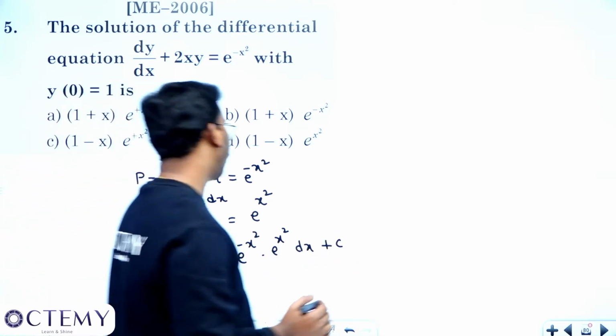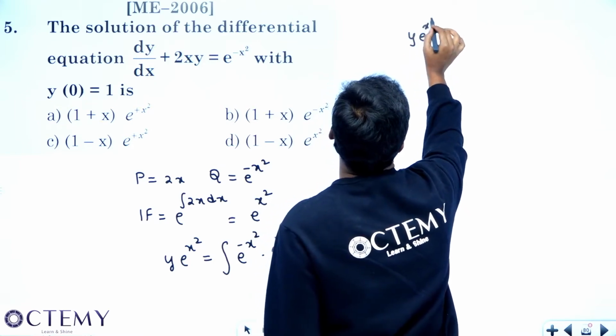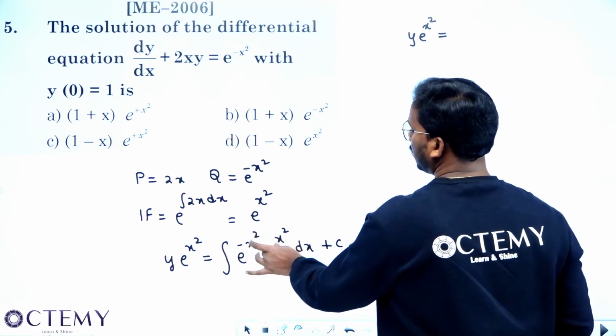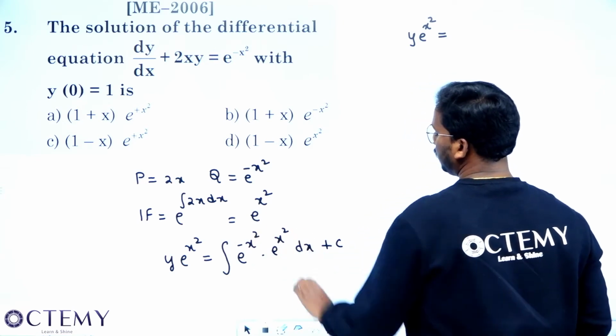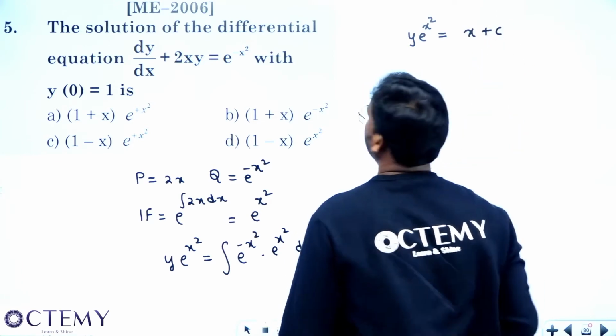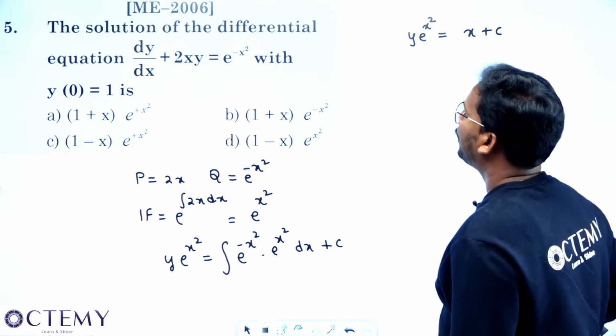So you will get it as y into e power x square is equal to, see sir, what is this? E power minus x square, e power x square will become 1, integral 1 dx will be x plus c. This is the solution. But what is the initial condition giving us?